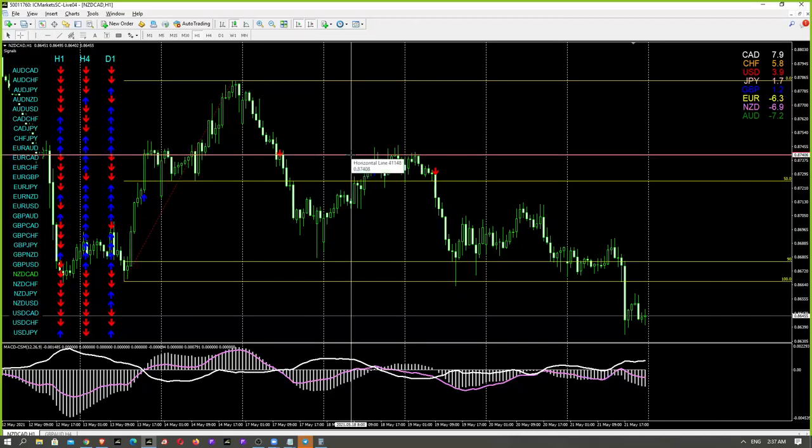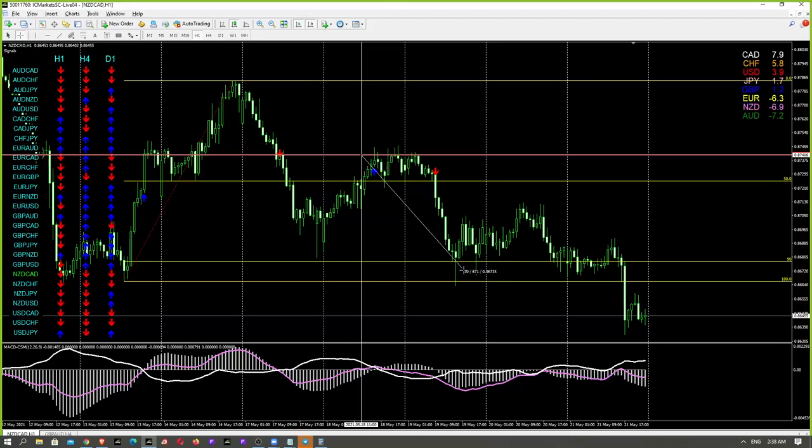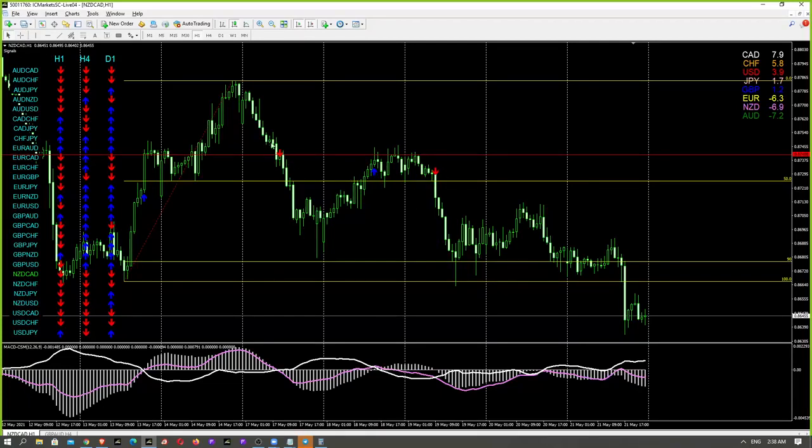So we would have at least 75 pips take profit for NZD CAD. So let's take note of it. NZD CAD, it's going to be 75 pips. Am I right? I have to check it. Yeah, around 75 pips take profit for NZD CAD. And even though there is another sell signal here, we have already entered here.